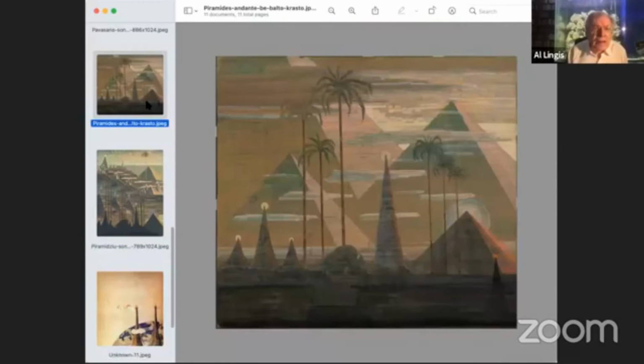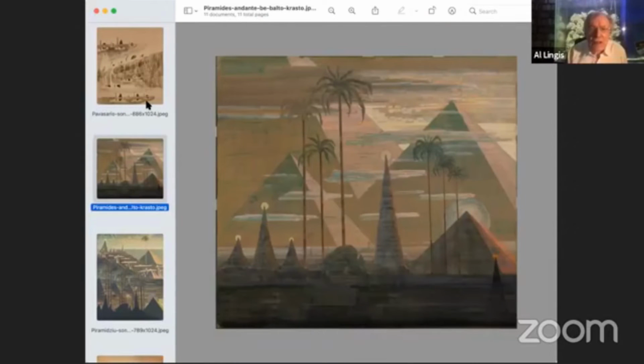Okay, that one. Well, let's look at that one first. Here you see the pyramids seen first from a great distance in silhouette at the end of the day, and then seen from much closer in daylight. So what's totally unusual here is that the pyramids are seen twice, and they're seen from closer behind the pyramids seen from afar.